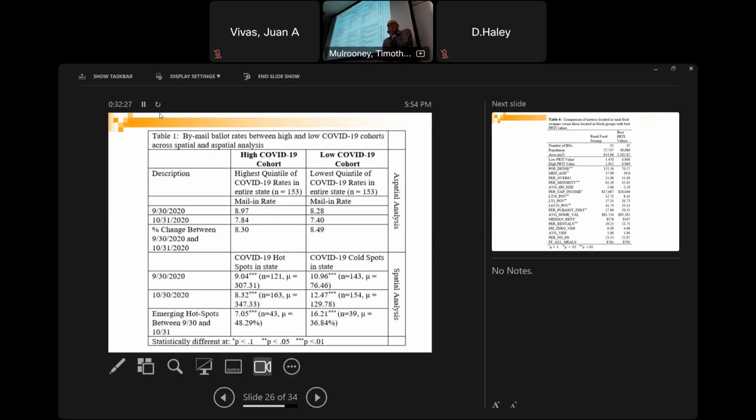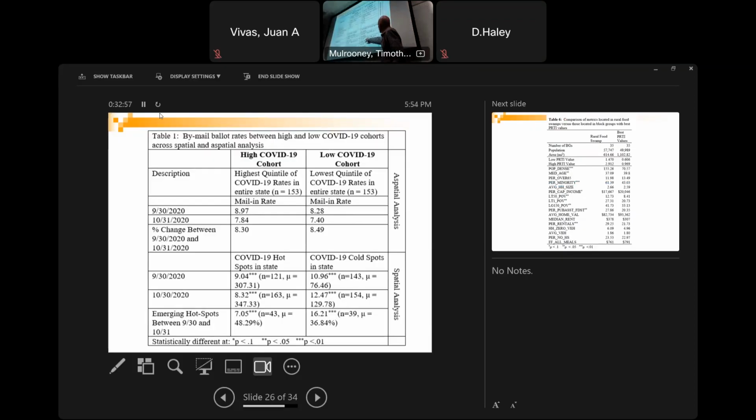Quintile. What does quint mean? Fifth. So I just broke the first fifth, second fifth, third fifth, fourth fifth, nothing to do with geography, and I found that they were statistically the same. Now, when I ran these again, you can see here the hot spots and the cold spots, and we're going to do the one at October 30th, 2020. You can see a few days before the 2020 general election, the hot spots had a by-mail rate of 8.32.